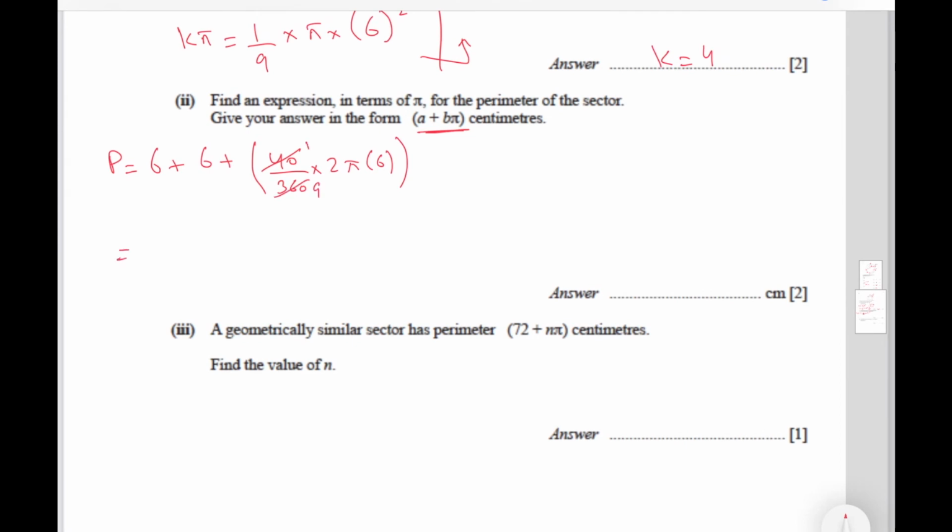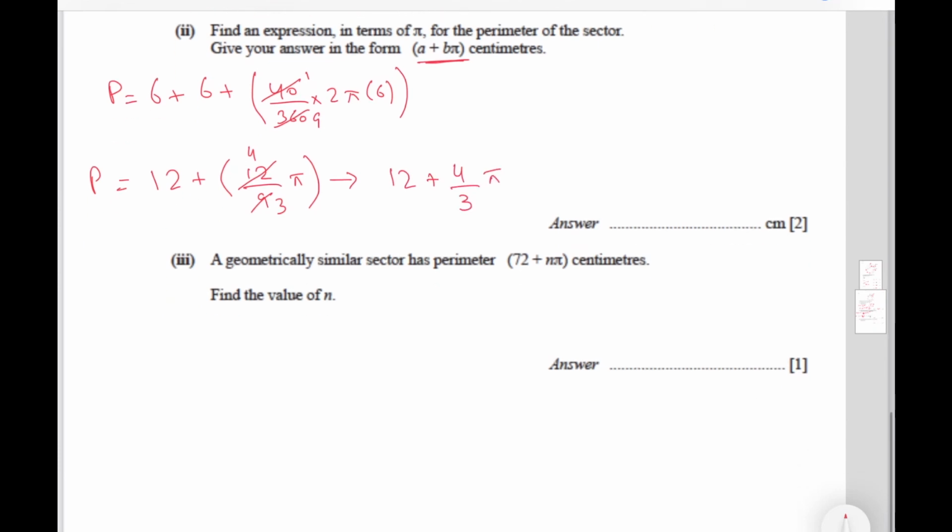Okay, so further moving on, 6 plus 6 gives us 12 plus 2 times 6, or we can simplify this. Let's first write it down. 2 times 6 is 12 over 9 pi. Let's simplify this further. This becomes 3, this becomes 4. So our final answer would be 12 plus 4 over 3 pi. Let's write it over here. 12 plus 4 over 3 pi.